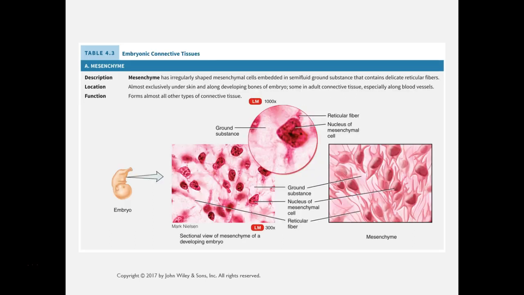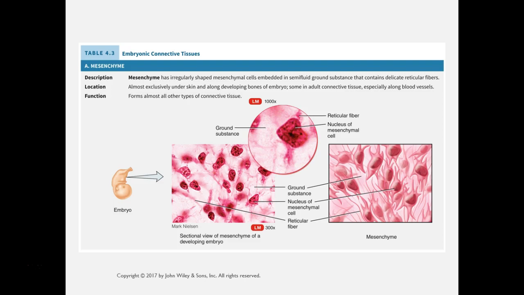Embryonic connective tissue is a class of connective tissue that we sometimes call mesenchyme. So mesenchyme has cells called mesenchymal cells that are somewhat irregular shaped, and the ground matrix contains a lot of reticular tissues.